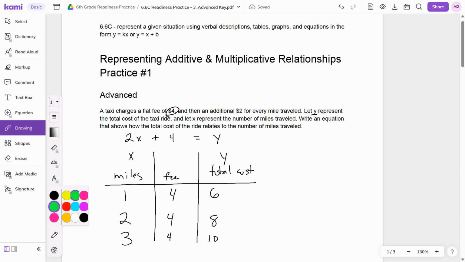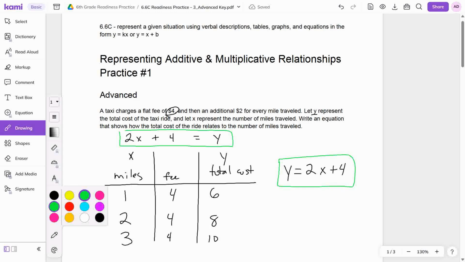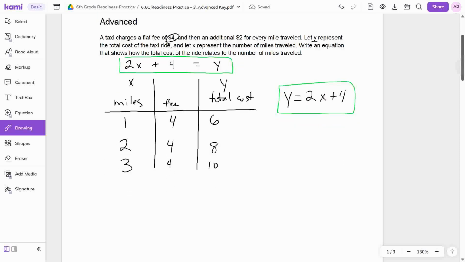But you notice we've got our equation built right here. We could do it like this. Sometimes you'll see it flipped around like that. You could also see y equals 2x plus 4. Either one of these are correct. Doesn't really matter which way the y is facing, but you do want the y isolated on one side of the equation.